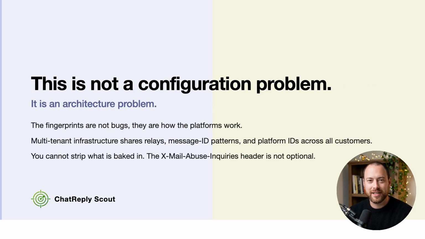Here's the part most people miss. This is not a configuration problem. It is an architecture problem. These fingerprints are not bugs. They are how multi-tenant platforms work. Shared relays, shared message ID patterns, shared platform IDs across all customers. When one customer of the platform gets flagged, your sending posture degrades too. You are paying for software, but inheriting reputation from senders you have never met. Strong copy wins the click. Clean infrastructure wins the inbox.